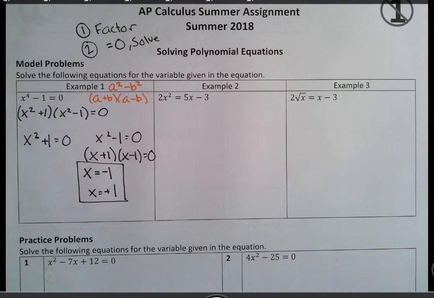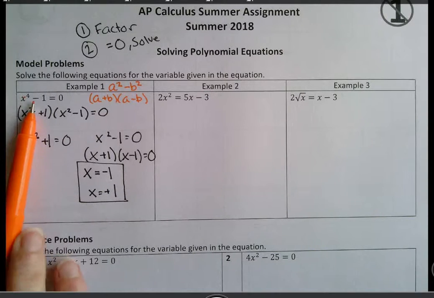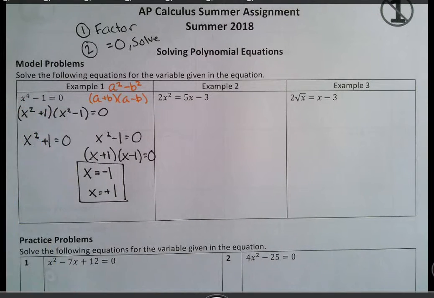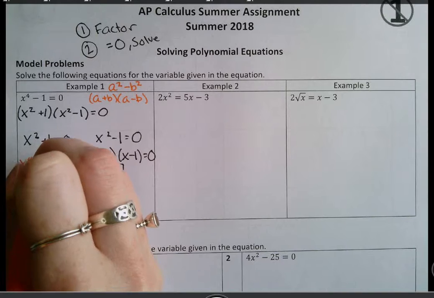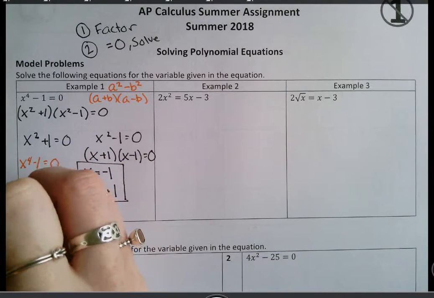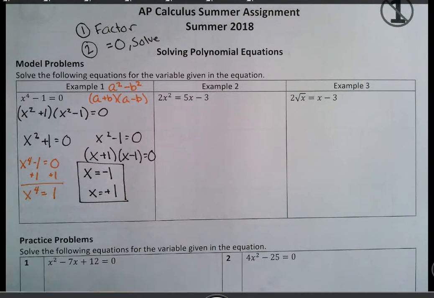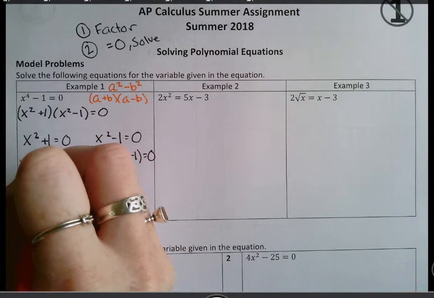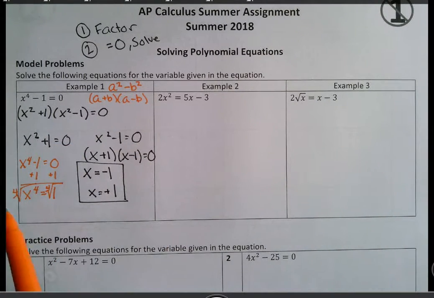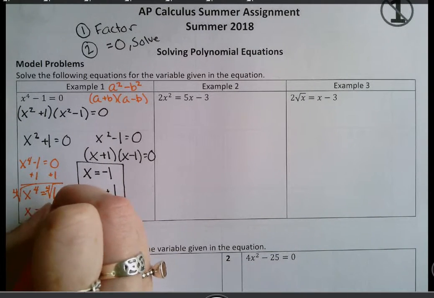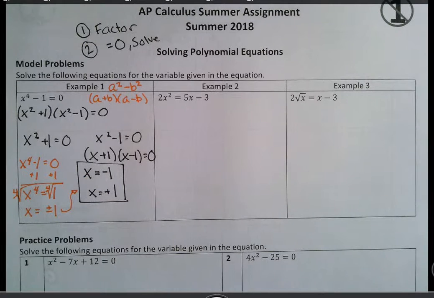What I like to do when I see these ones, so x to the fourth minus 1 equals 0, if there's only something to a fourth power here, and there's no individual x, what I could do is just say, well, I have x to the fourth minus 1 equals 0, add 1 to both sides, x to the fourth is equal to a positive 1 now. Now I can take my fourth root on both sides. Whenever it's an even number, you're going to end up with that plus or minus. So x is equal to a plus or minus 1, which is the same as what we got over here.